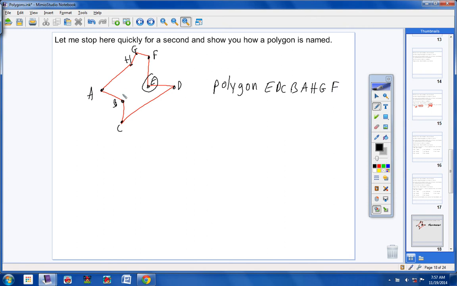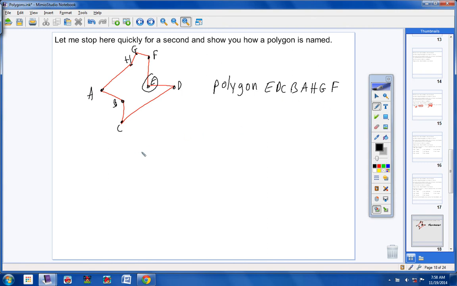Now that's an extreme example. We're not going to have any like that. But do you understand how to give a polygon a name? You name it by the letters of its vertices, okay? So you pick a vertex and go clockwise, all right? So you could call this polygon all of these letters here.